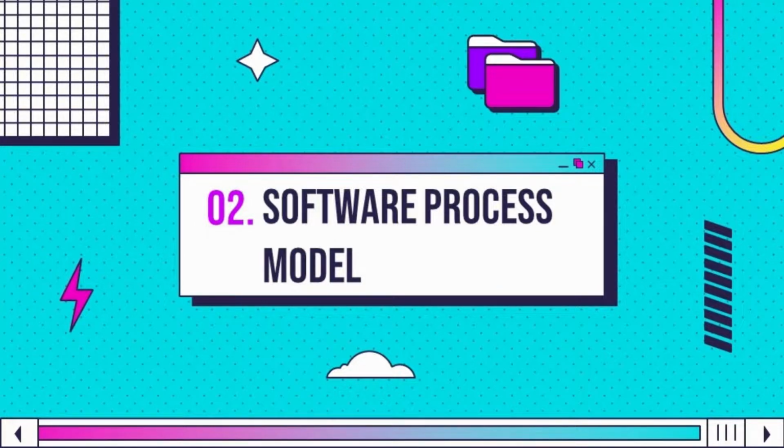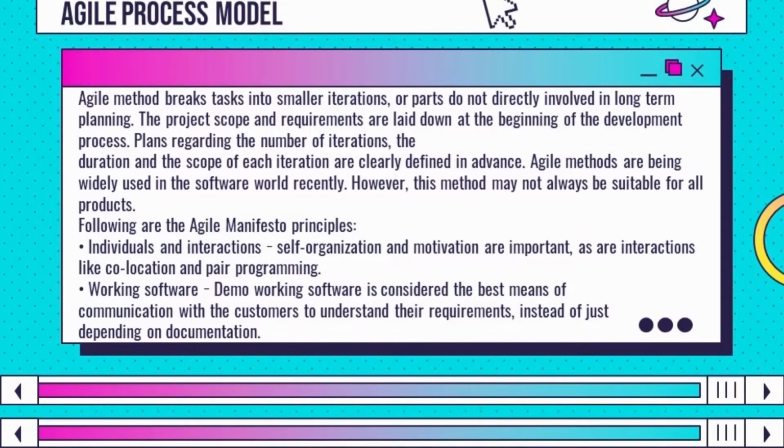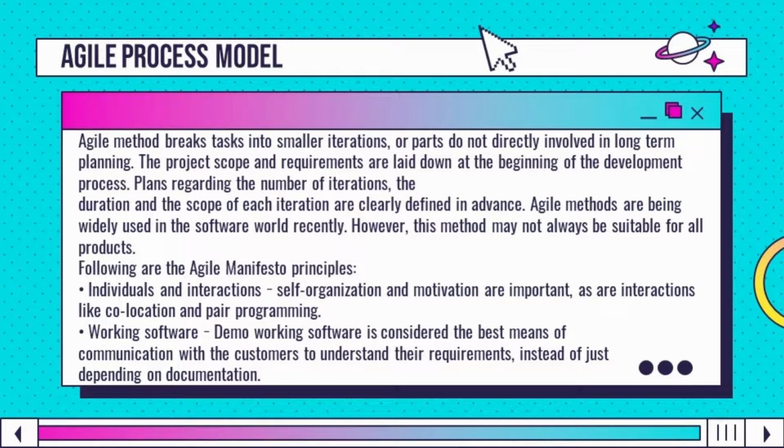Now I will present about the software process model. In this software, we will use the agile method as the process model. Agile method breaks tasks into smaller iterations. The project scope and requirements are laid down at the beginning of the development process. Plans regarding the number of iterations, the durations, and the scope of each iteration are clearly defined in advance. Agile methods are widely used in the software world recently.